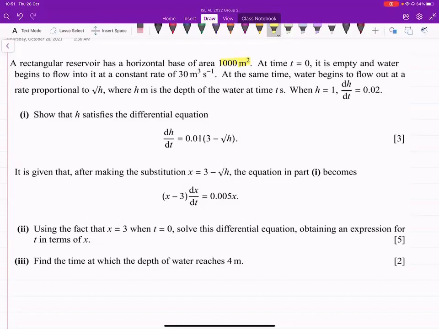So initially there's no water inside, and then water begins to flow into it at a constant rate of 30 meter cube per second. This is the rate of inflow. इनफ्लो रेट आपके पास ये आ रहा है, ठीक है। At the same time, water begins to flow out at a rate proportional to the square root of h.